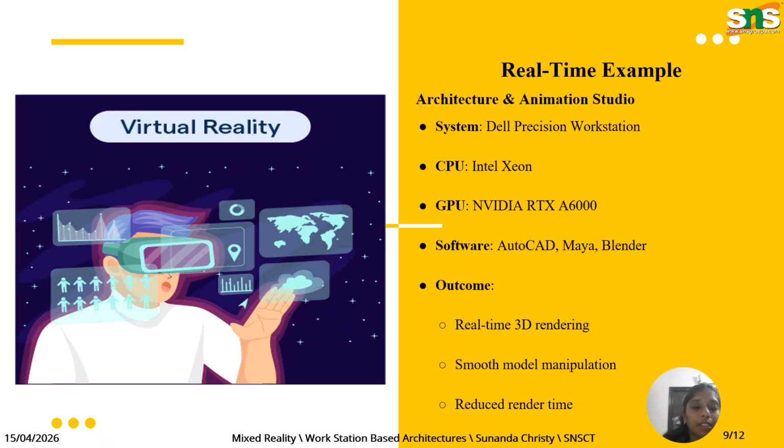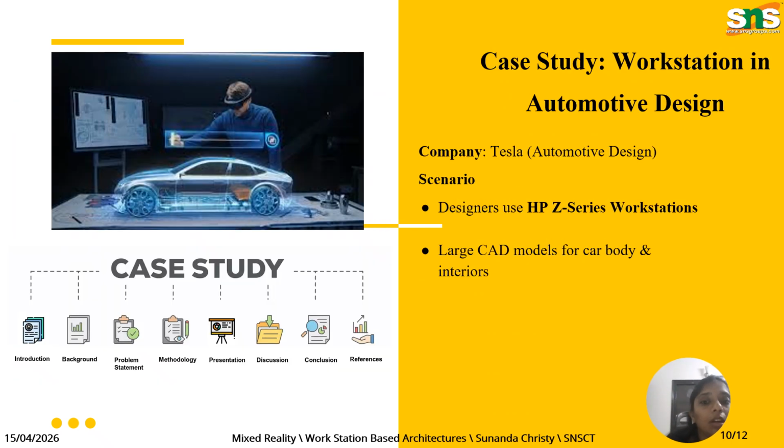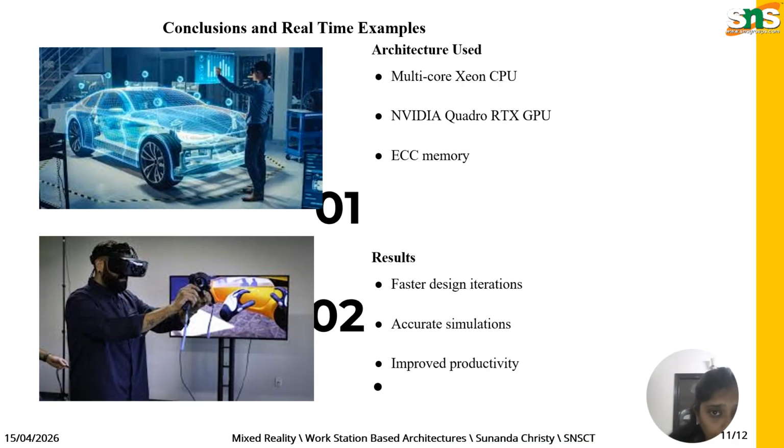If we take a real-time example or case study, it shows the architecture being used in a simulation studio. Here, these are the workstations needed, and the outcome is smooth model manipulation and reduced render time. This is how the case study moves on, with how an automotive design has been done in real time on an HP C-series workstation, and what all the architecture is being used in this HP.